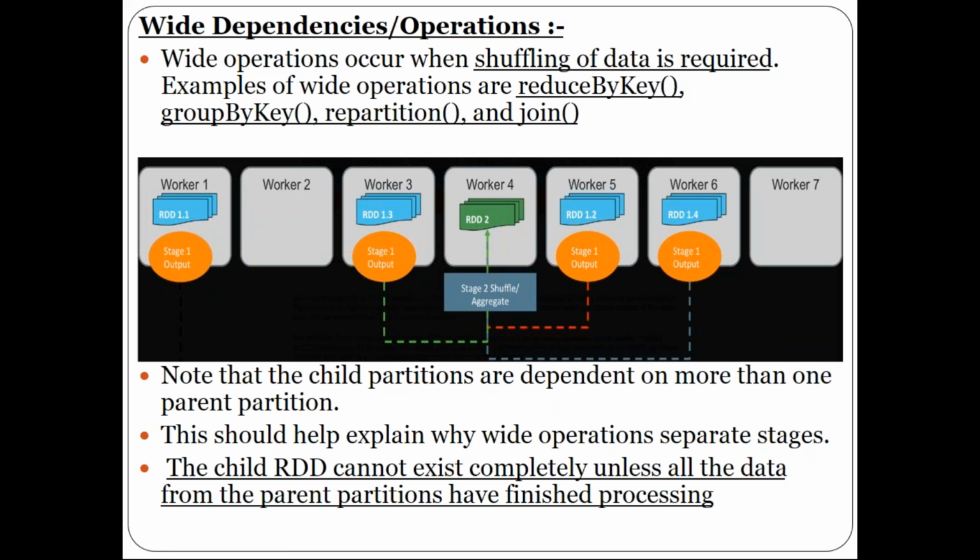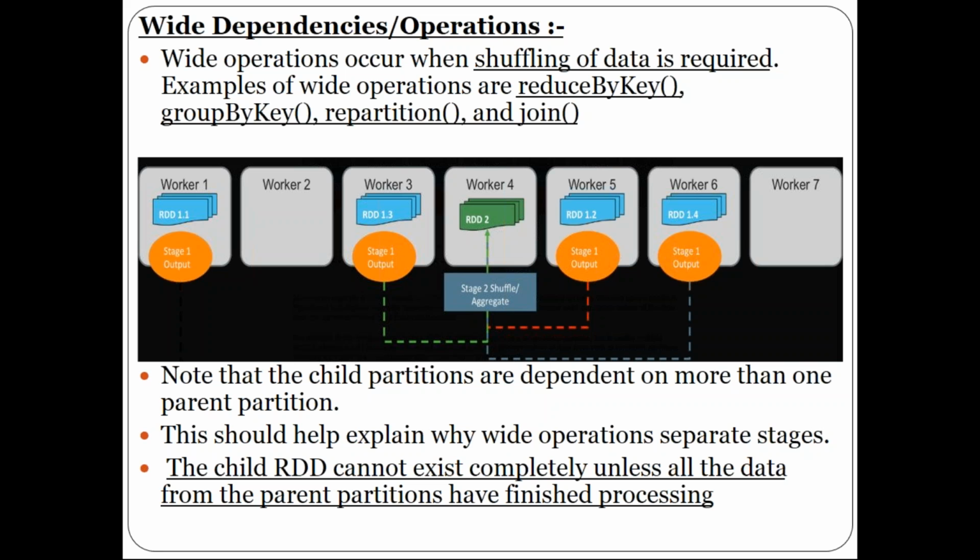Now, guys, observe the diagram carefully. This is a logical diagram, not physical. Your RDD1 is broken into RDD1.1, 1.2, 1.3, 1.4. So here, your parent RDD is RDD1 and your child RDDs are RDD1.1, 1.2, 1.3, 1.4. But RDD2 should also be broken into 2.1, 2.2, 2.3, 2.4. But they are showing the physical RDD2 and the logical RDD1.